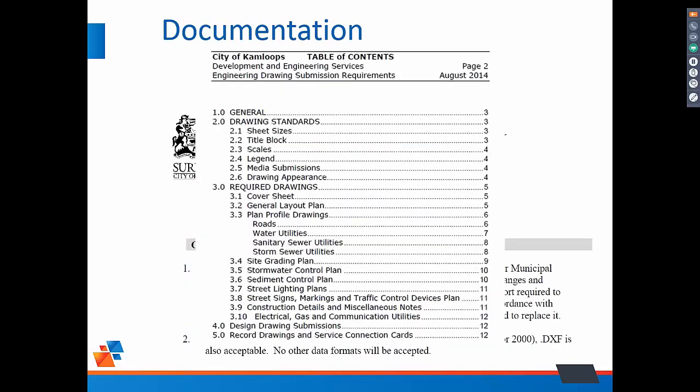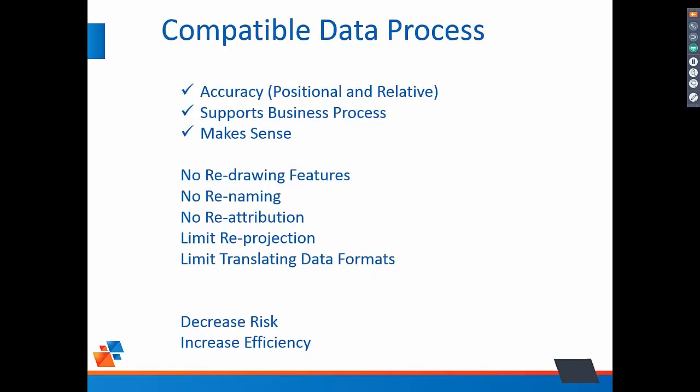The City of Kamloops has developed engineering drawing submission requirements, and this is becoming more and more prolific with more and more organizations that we work with on a daily, weekly basis. So we have to ensure that we have a compatible data process for accuracy, ensuring that we know the difference between positional accuracy and relative accuracy. We have to know that it supports the business process. And really from the user perspective, because there's documentation and it's transparent, it makes sense.